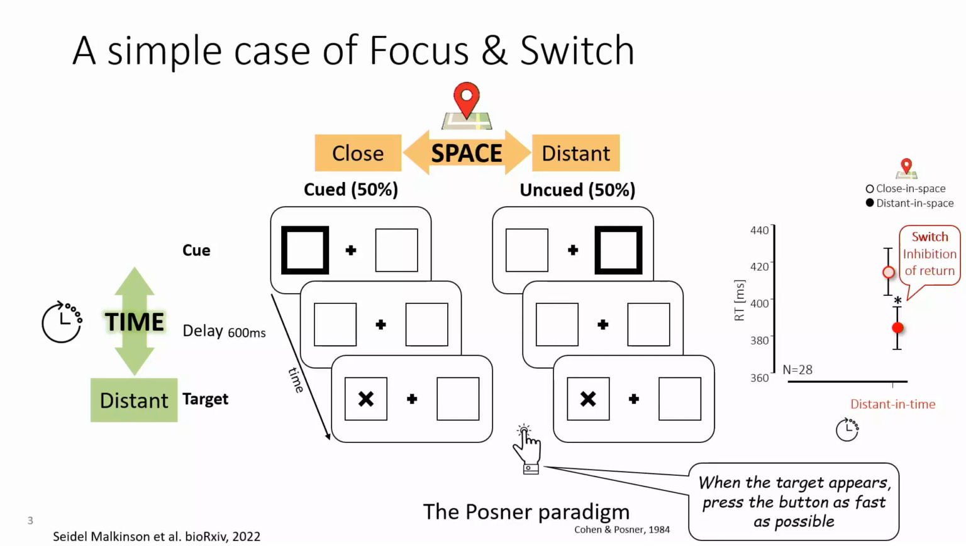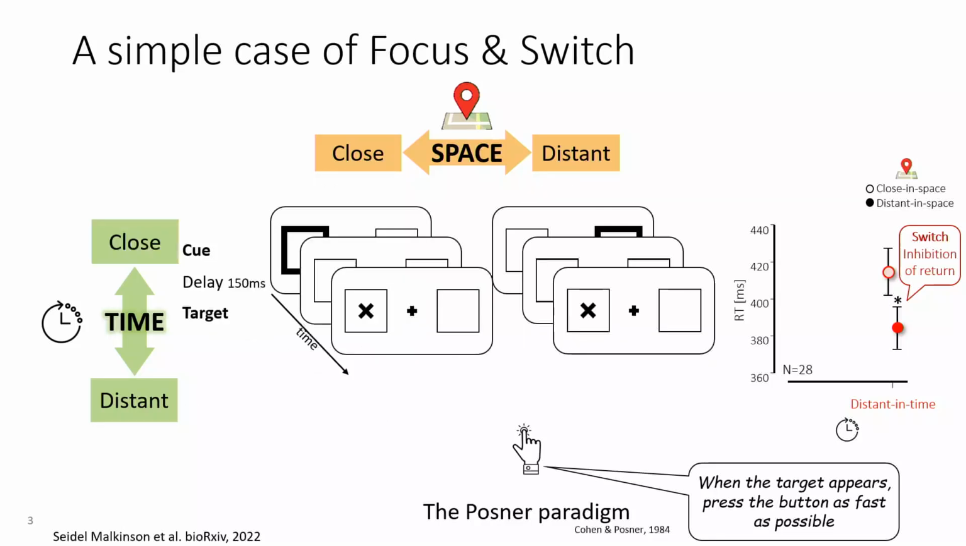So here, participants detect faster when they switch their attention to another location. This is an example of switching state, a phenomenon called inhibition of return. And in the other condition where stimuli are close in time, here with 150 milliseconds between them, we see an opposite pattern, typically known as RT facilitation, where the detection is faster when stimuli are close in space. And so here, detection is faster when you stay focused on the same location in space.